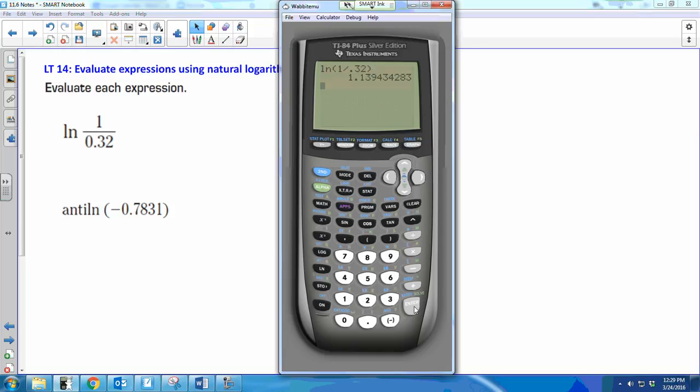Where's the natural log button? It's right underneath the log button. Oh, right. So we have 1.139. Does that make sense to everyone?